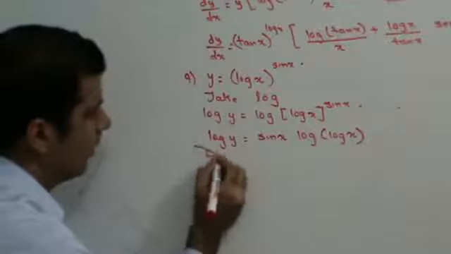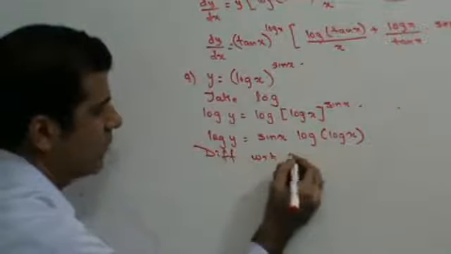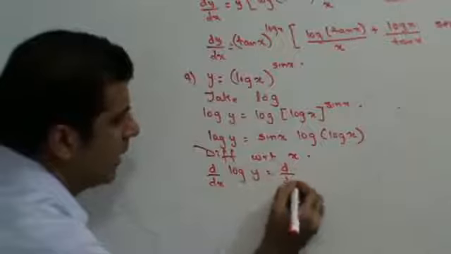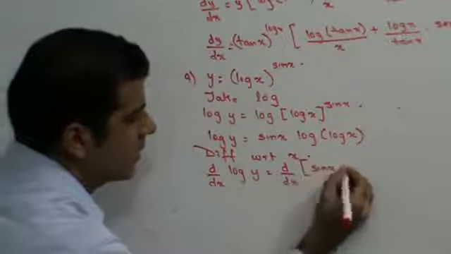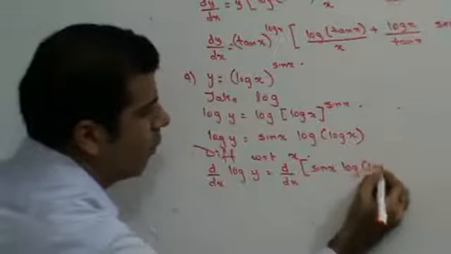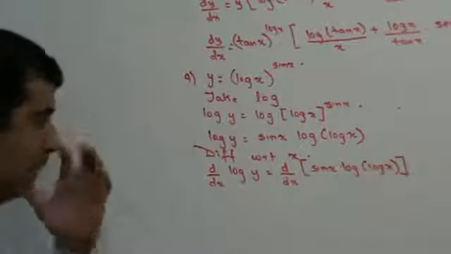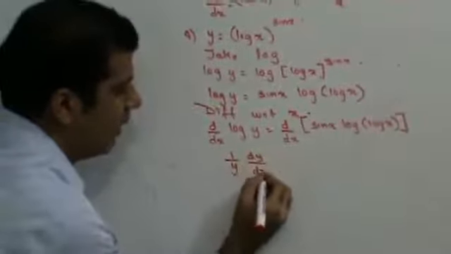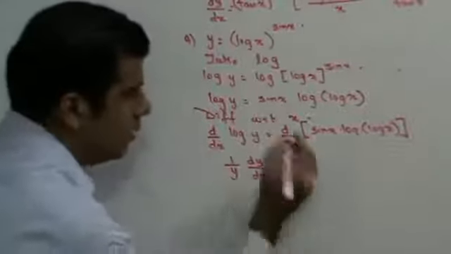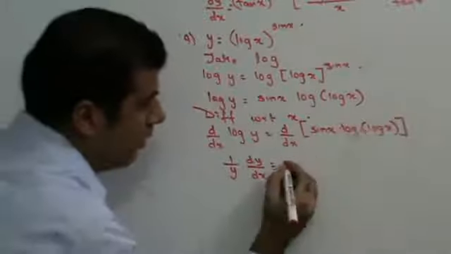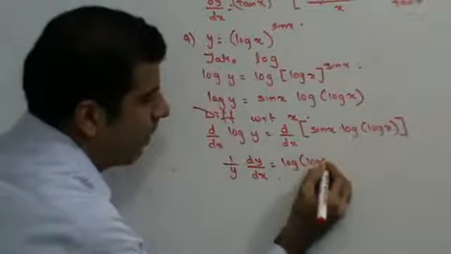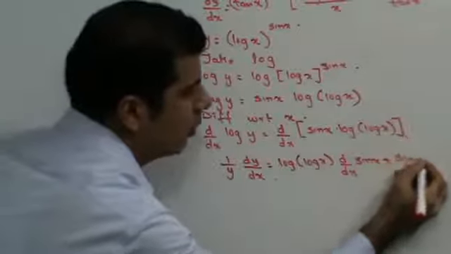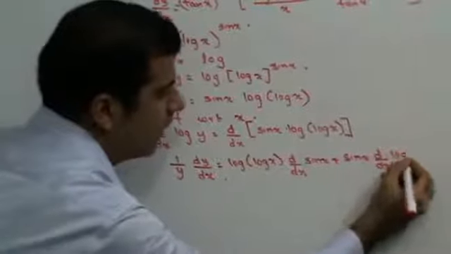Differentiate with respect to x. So you will get d by dx of log y is d by dx of sin x log of log x. Now d by dx of log y is 1 upon y dy by dx. UV formula: v derivative of u plus u derivative of v.